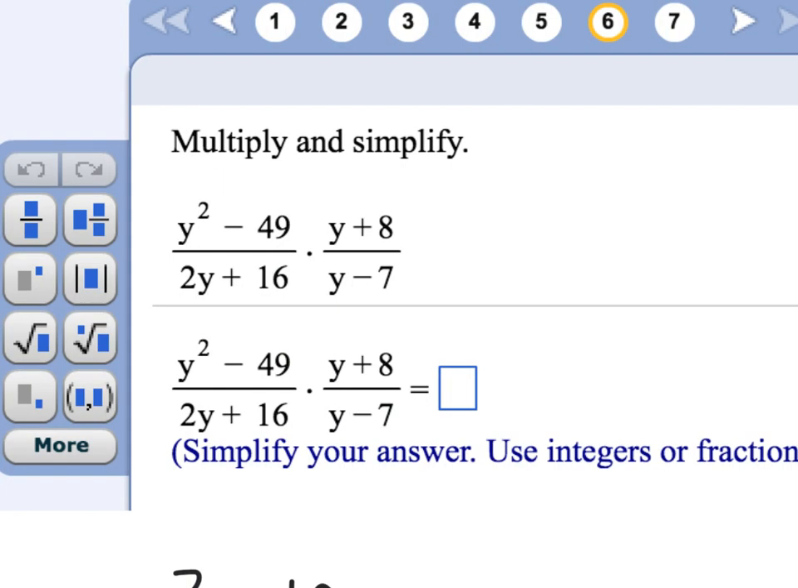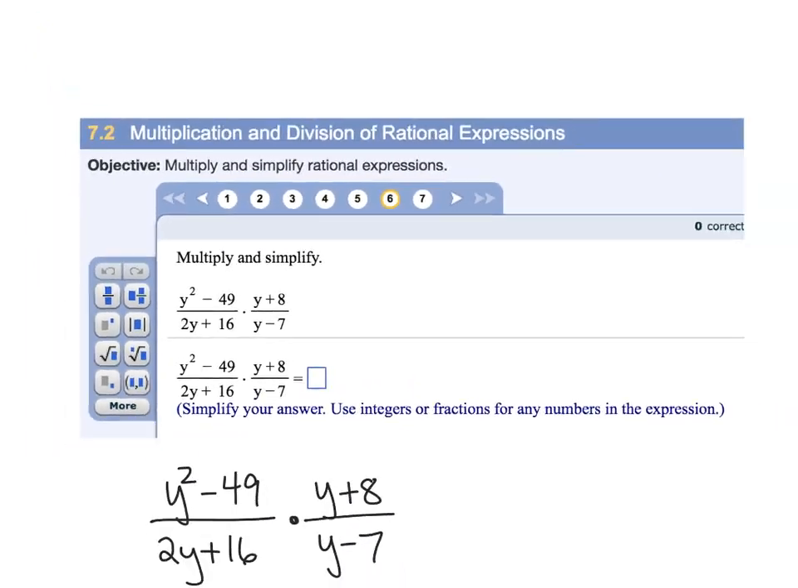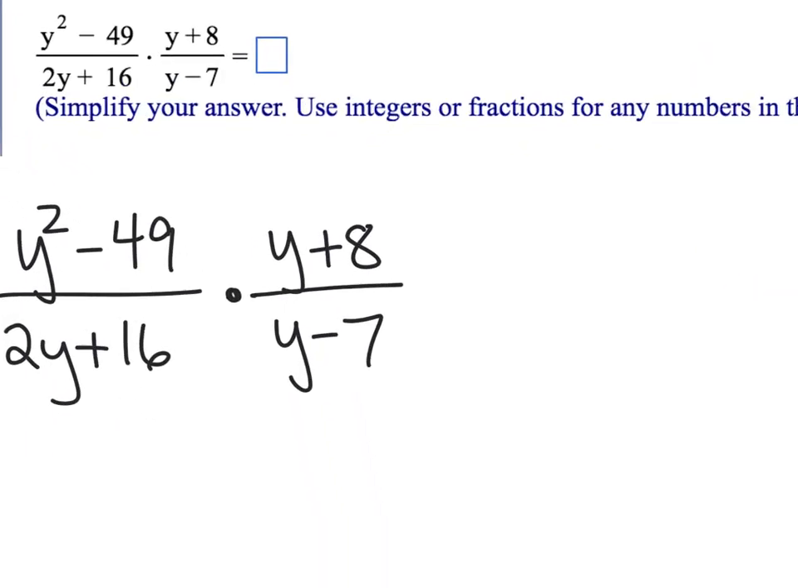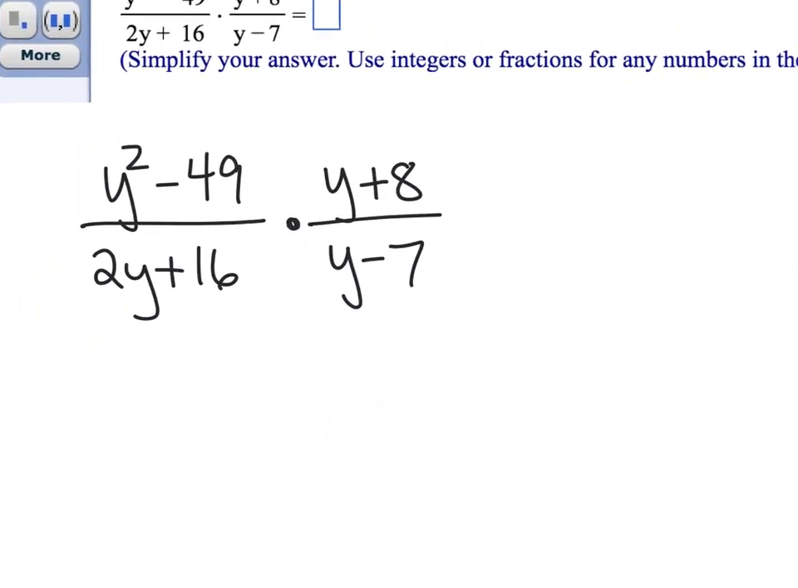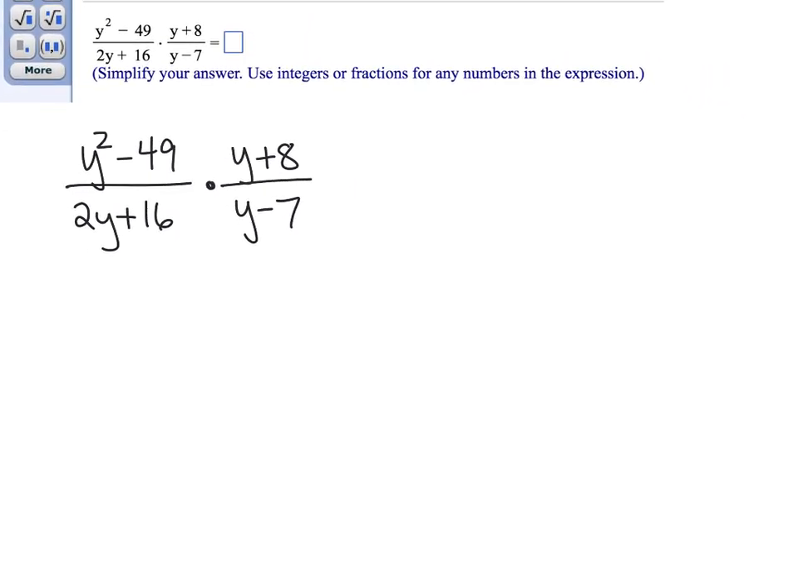All right, so here it says to multiply and simplify. So you've got these two fractions, and we're supposed to be multiplying. But before we multiply, what we're going to do is simplify those fractions first, or factor those fractions first, so each of the expressions. So first thing we do is look at this y squared minus 49. So y squared minus 49.